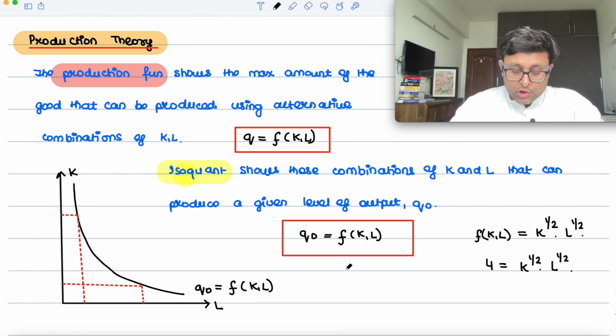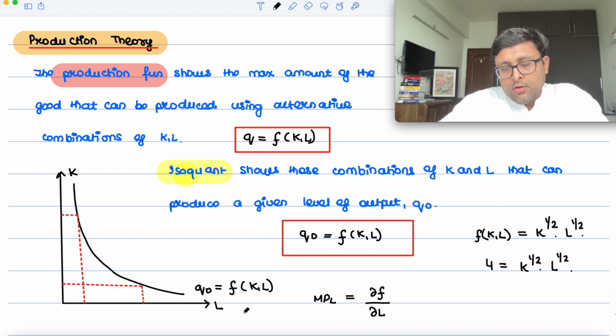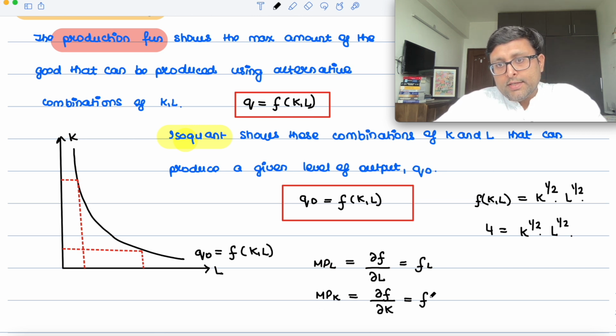So what is the marginal productivity? The marginal productivity of labor is, you use one more unit of labor, how much is the increase in the output? That is the marginal productivity of labor. You use one more unit of capital, how much is the increase in the output? That is the marginal productivity of capital. So MPL is the change in output when there is a unit change in labor. This you write as F_L. MPK is the change in output when there is a unit change in capital. This you write as F_K.